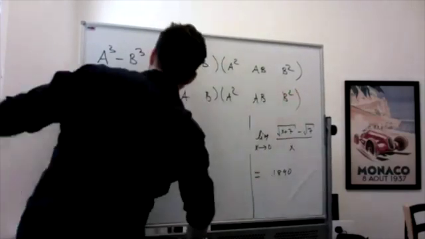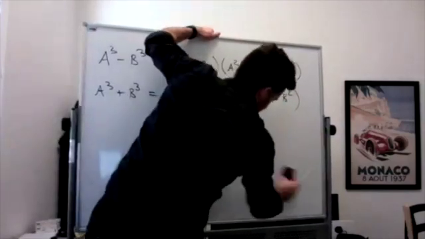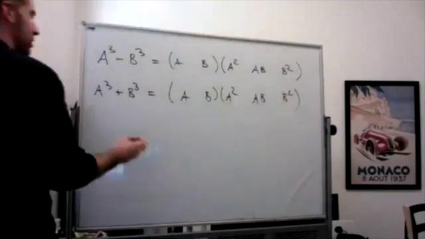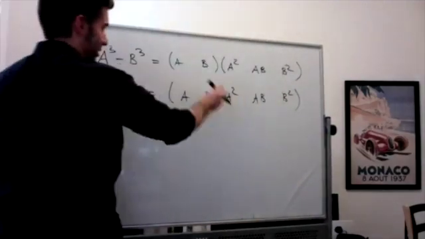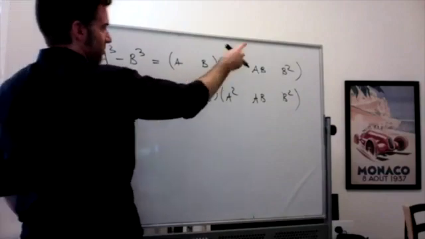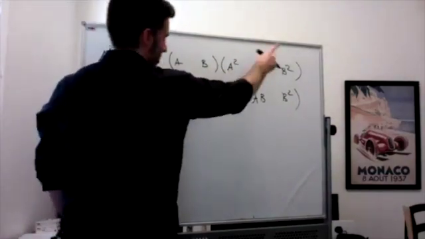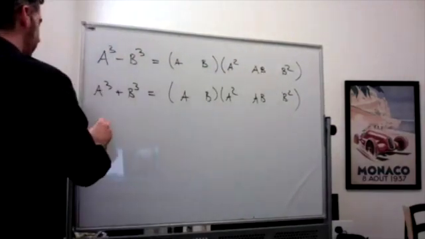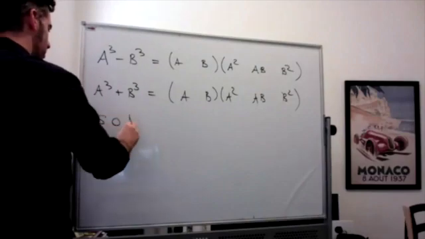Okay, so here's how this works. If you're factoring a cubed minus b cubed or a cubed plus b cubed, it's going to factor like this. You're going to get an a something b times a squared something ab something b squared. And the acronym is SOAP.